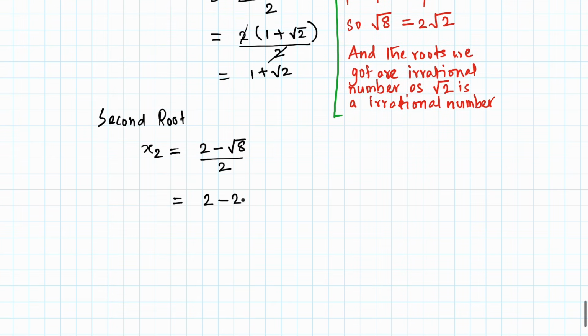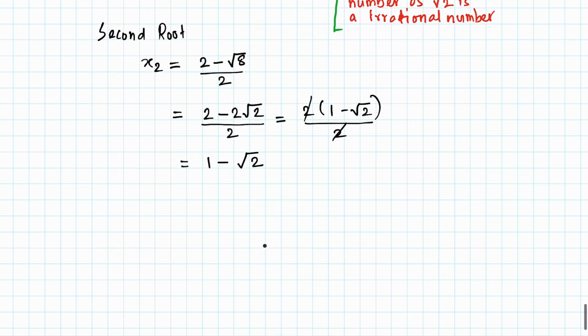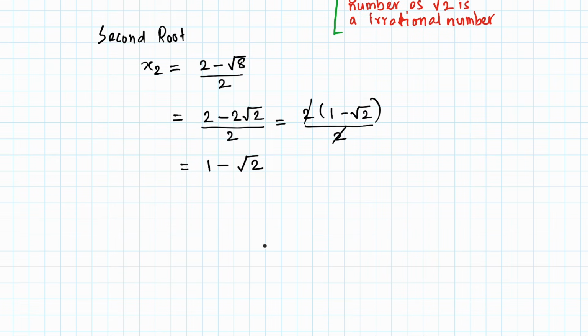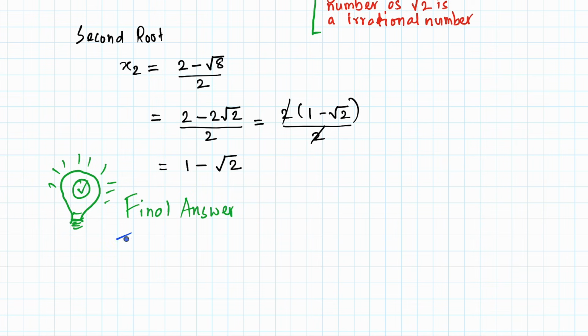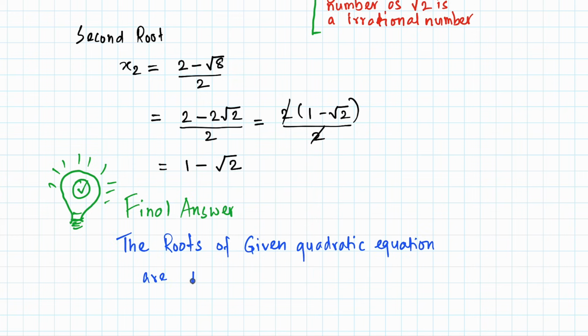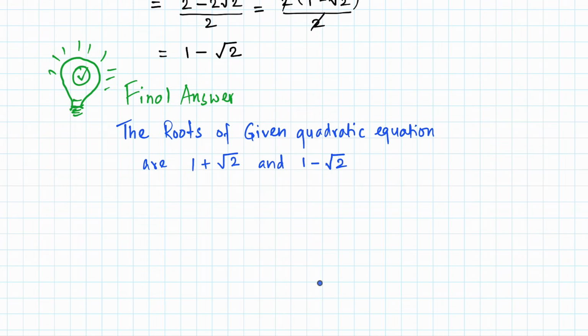Second root, x2 equal to 2 minus root over 8 by 2. So 2 minus 2 root 2, taking 2 common, 1 minus root 2. So these are the two roots that we have got from solving the above quadratic equation. So the final answer: the roots of the given quadratic equation are 1 plus root 2 and 1 minus root 2, which are irrational numbers.